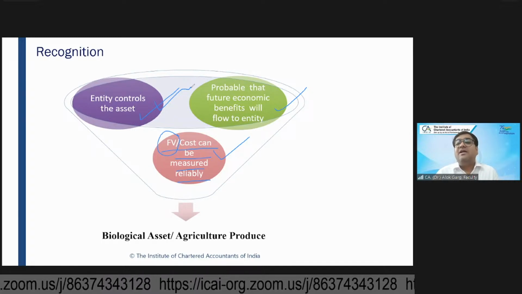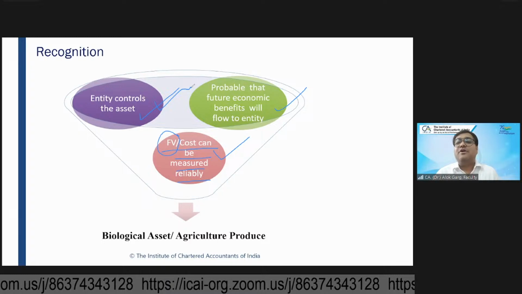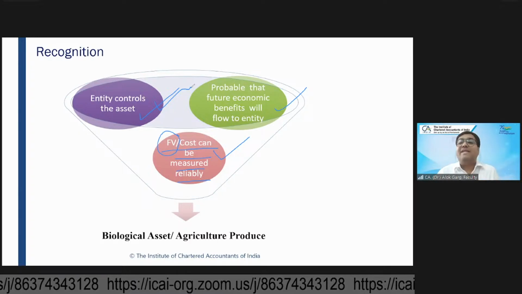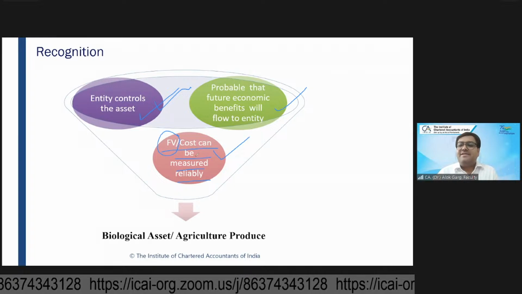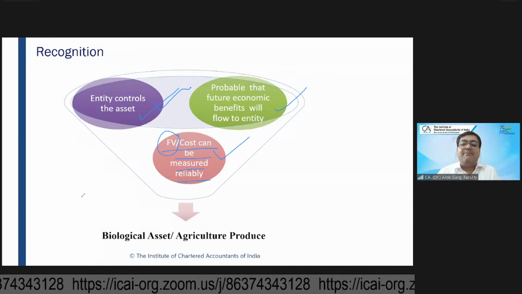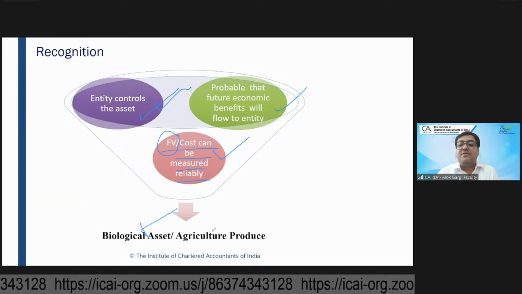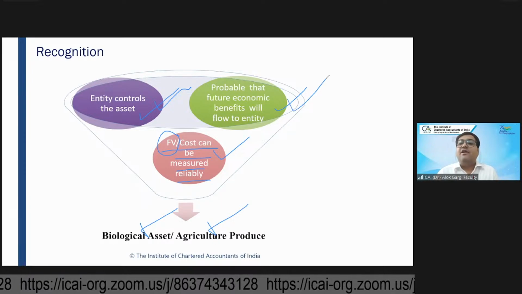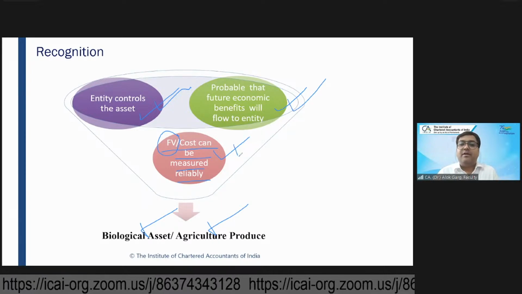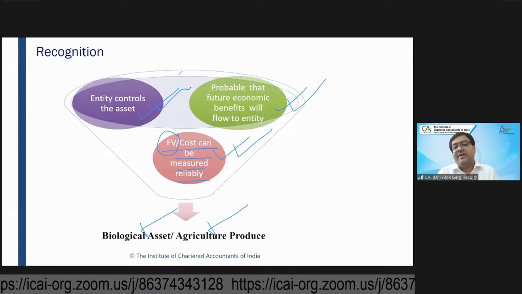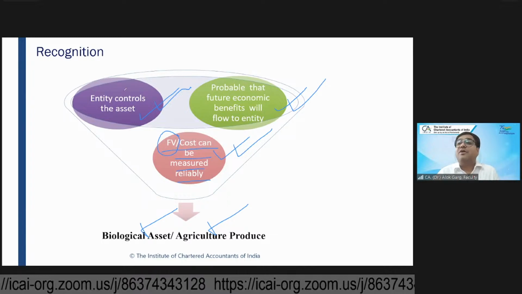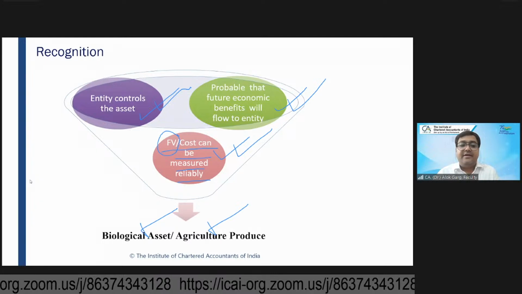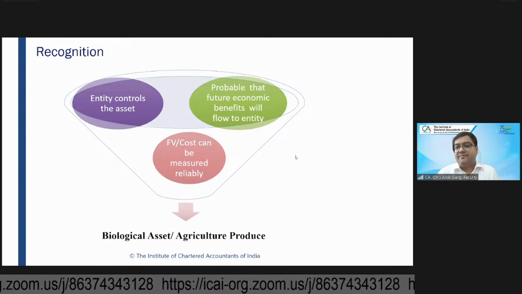Hence, agriculture produce is recognized when the company plucks or harvests it. So friends, for recognizing a biological asset or agriculture produce, three recognition conditions should be satisfied. Future economic benefits should be probable. Fair value or cost can be measured reliably. And the entity should control the asset. Is that right?